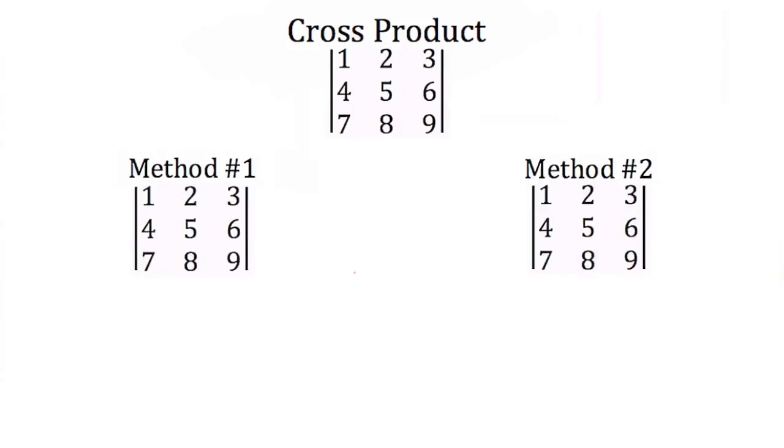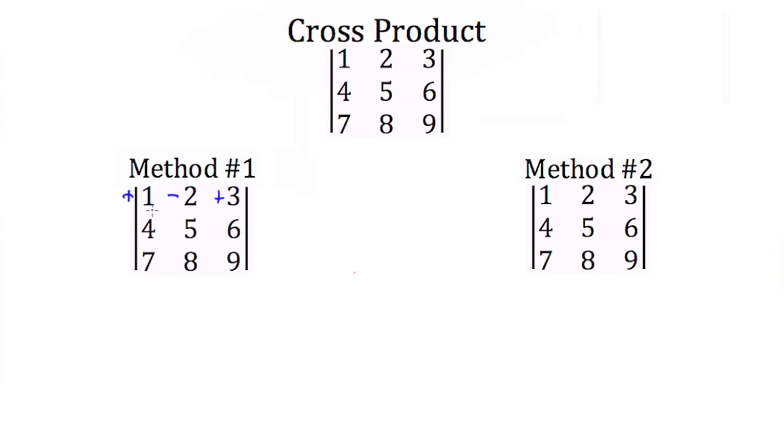So let's try practicing this. Here we have a matrix 1, 2, 3, 4, 5, 6, 7, 8, 9. We want to find the determinant of this 3 by 3 matrix. Using method 1, I first look at my first row, and I make my first number positive, my second one negative, and my third one positive again.